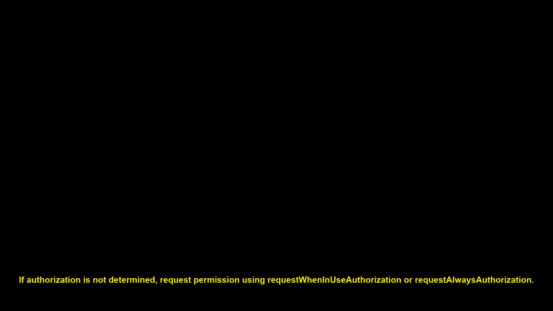Next, implement the permission request in your code. For iOS, use the CLLocationManager class to handle location requests. Check the current authorization status using CLLocationManager.authorizationStatus. If authorization is not determined, request permission using requestWhenInUseAuthorization or requestAlwaysAuthorization.